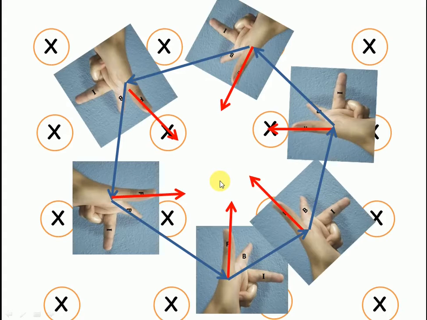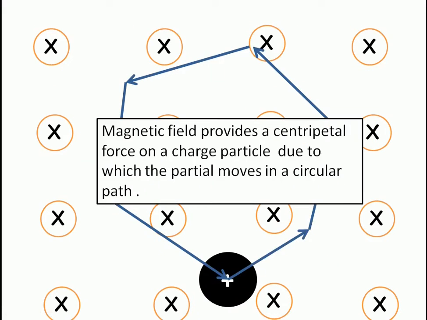If you see the direction of force, every time it is going towards the center of the circle. The force which is always directed towards the center of a circle is called centripetal force, and due to this centripetal force the particle moves in a circular path. The magnetic field will provide the necessary centripetal force to keep the charge in a circular path.